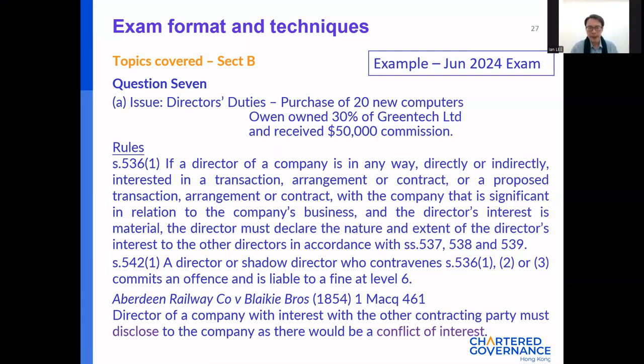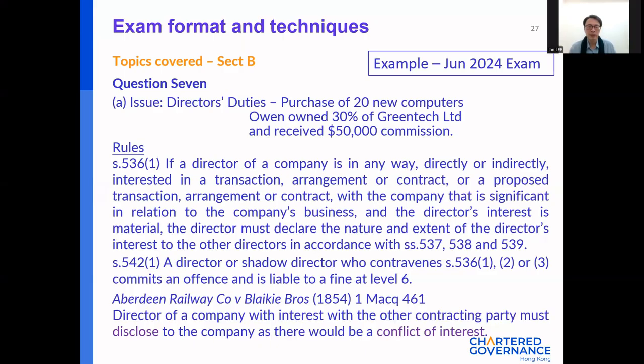If you're a director and you have an interest in a transaction, you need to disclose it to the board of directors. Under section 542, a director who contravenes section 536 commits an offense and is liable to a fine at level 6. Okay, so again, the fine is quite high. Level 6 is $100,000.